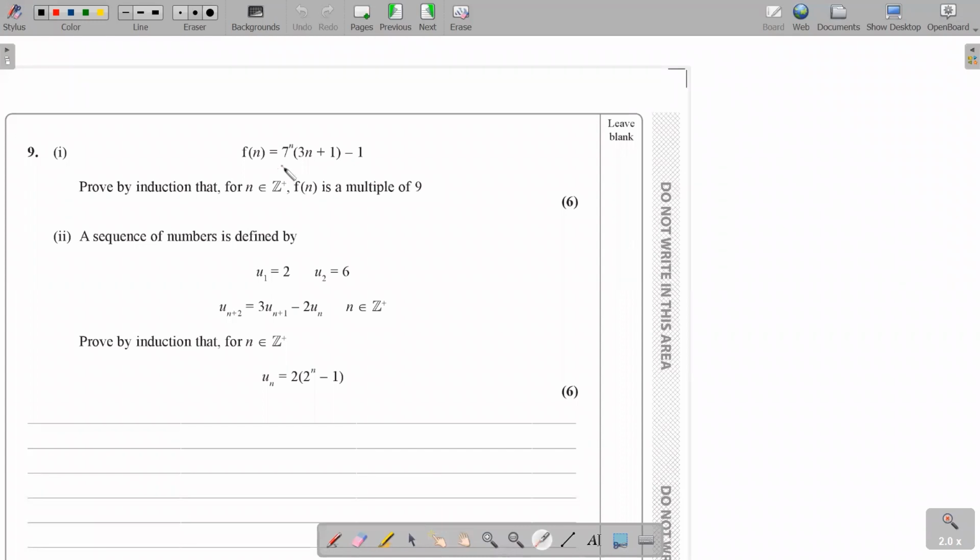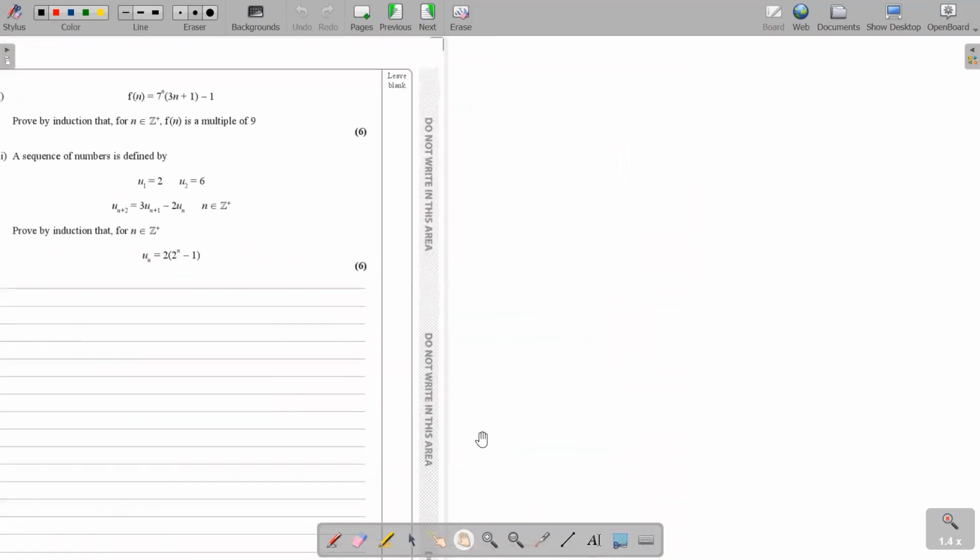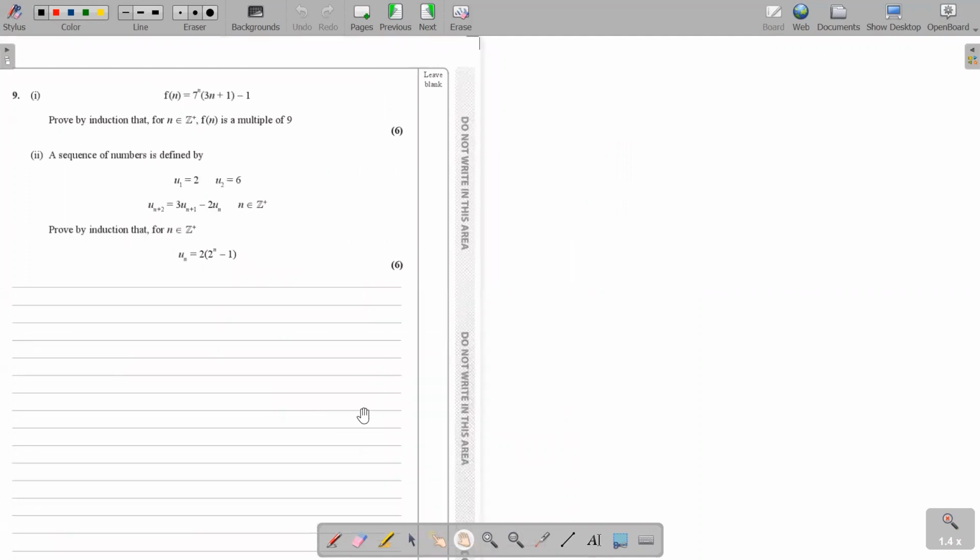Question number 9. Fn equals 7 to the power n times 3n plus 1 minus 1. Prove by induction for n is an element of positive integers. Fn is a multiple of 9. Okay, how do we show that? What is the first step we do in proof by induction? First, we have to prove Fn is a multiple of 9 when n equals 1. You have to show that it works for the very first integer, right? Okay, so how does that work?